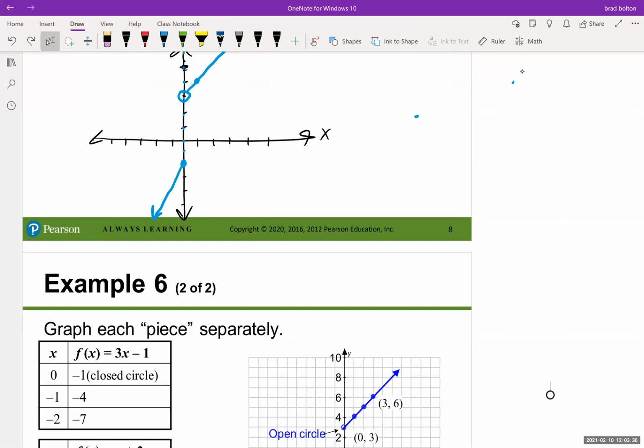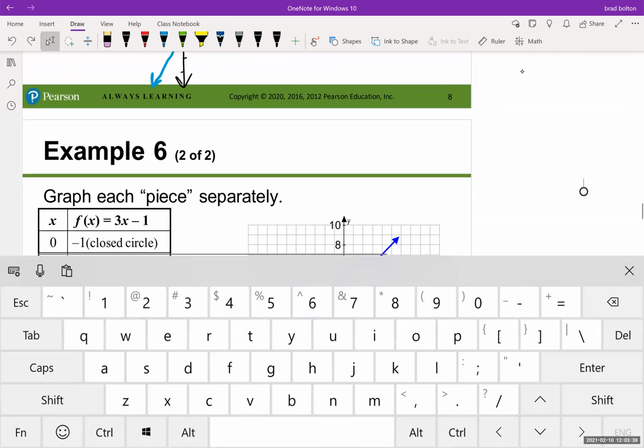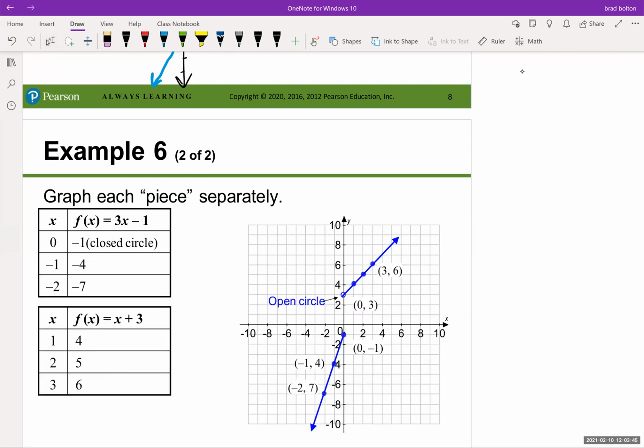So now the book did it a little bit by calculation. Instead of knowing the graphs, the book actually did the calculations. So what the book said is let's do f of 0, f of 1, and f of 2. Let me do it just like them. So f of 0, f of -1, f of -2, and they also did f of 1, f of 2, and f of 3, okay?